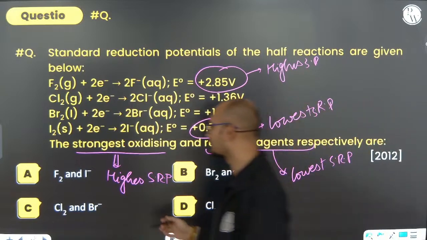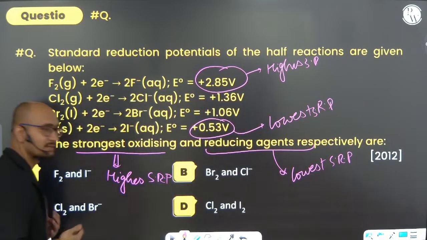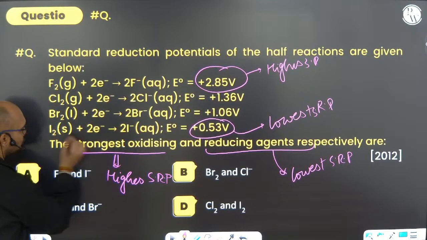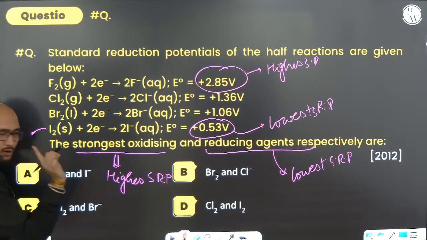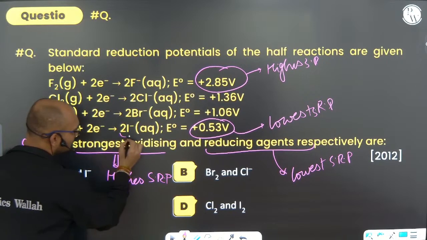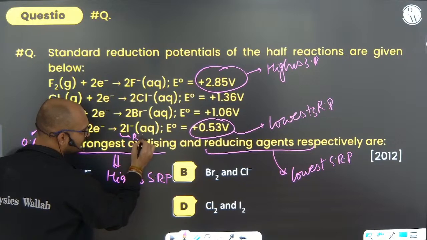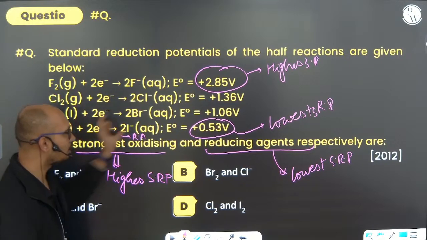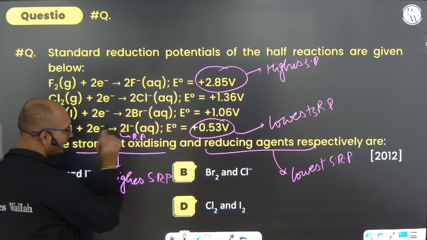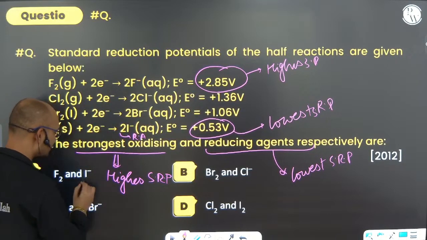Theek hai? Aao jara dekho. What is a reducing agent? Something that gets oxidized. So here, can you see that iodine is getting reduced? So it cannot act as the reducing agent. It is the oxidizing agent. So its conjugate will be the reducing agent. Yes or no? So I minus, because the lowest SRP is for the strongest reducing agent. So I minus comes as the strongest reducing agent.